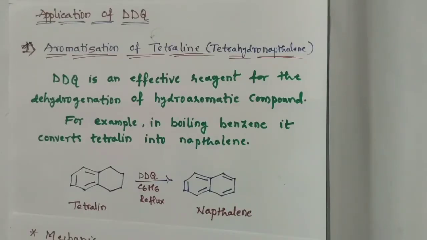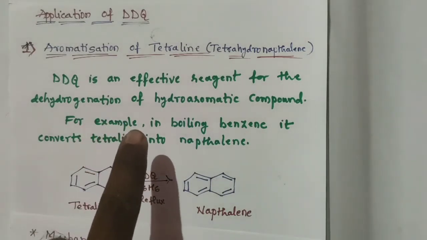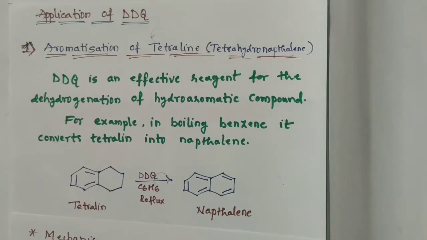Next is the application of DDQ. One of the applications in our syllabus is the aromatization of the tetraline molecule, that is, a tetrahydronaphthalene compound. DDQ is an effective reagent for the dehydrogenation of hydroaromatic compounds. For example, tetraline is converted into naphthalene just by boiling the tetraline with DDQ in a benzene medium. That is the practical process of conversion of tetraline into naphthalene.